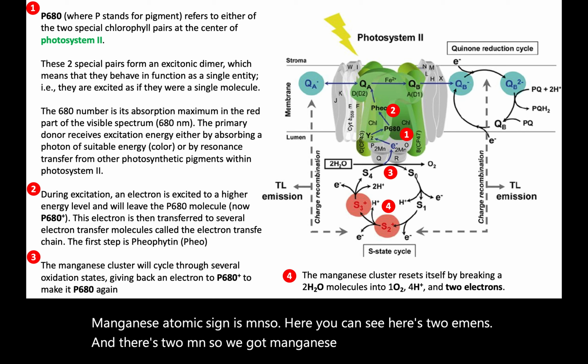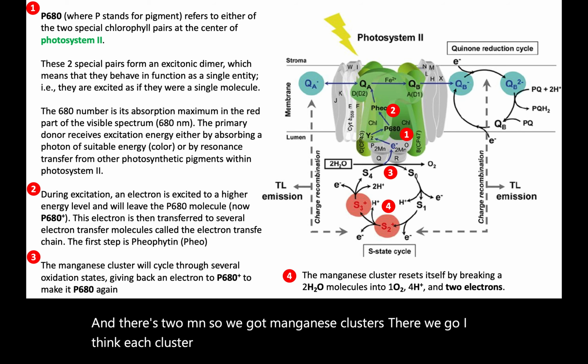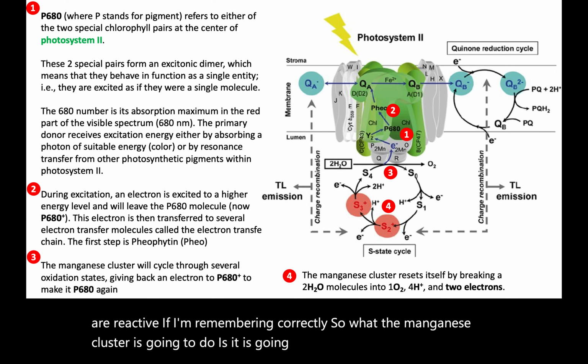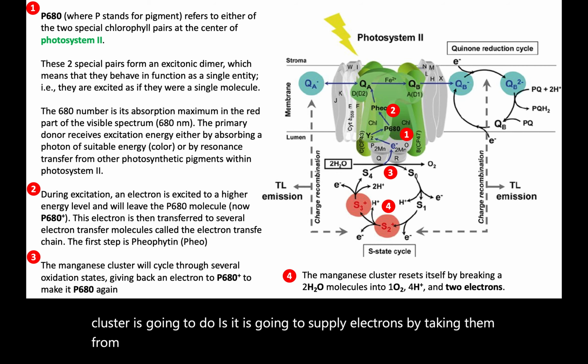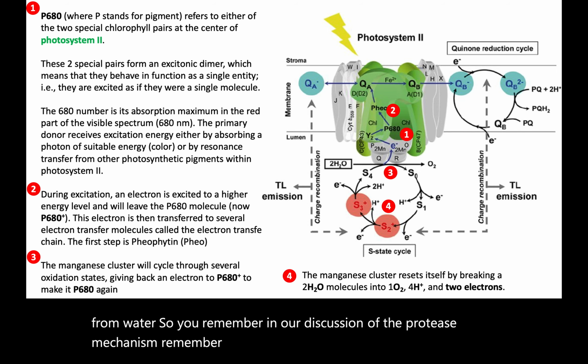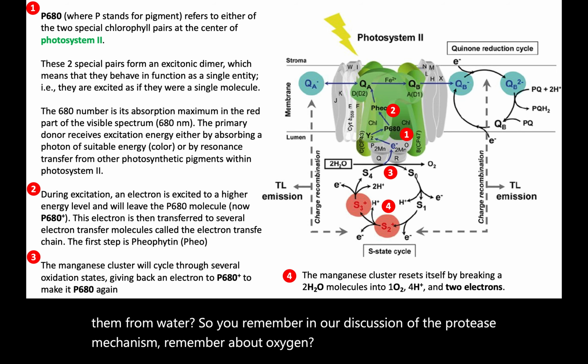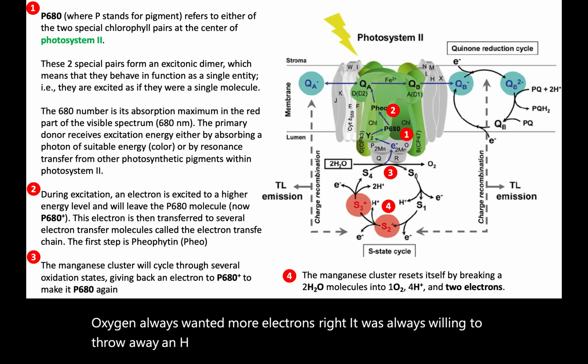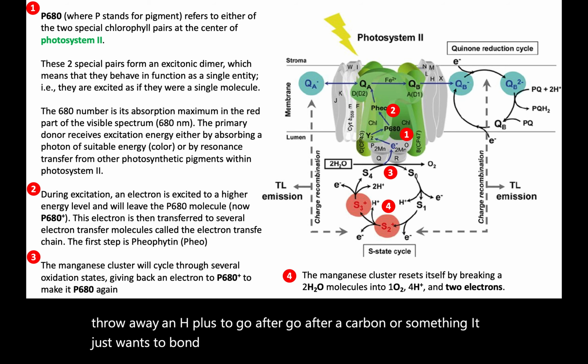There we go. I think each cluster has 4 manganeses, but I think only 2 of them are reactive, if I'm remembering correctly. And so what the manganese cluster is going to do is it is going to supply electrons by taking them from water. So you remember in our discussion of the protease mechanism, remember about oxygen? Oxygen always wanted more electrons, right? It was always willing to throw away an H plus to go after a carbon or something. It just wants to bond with something.